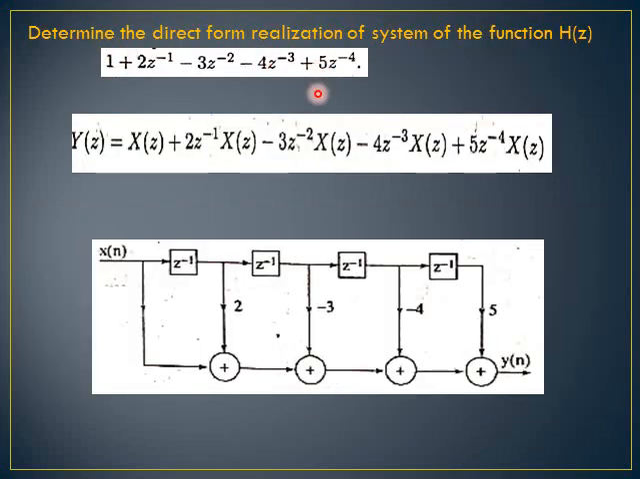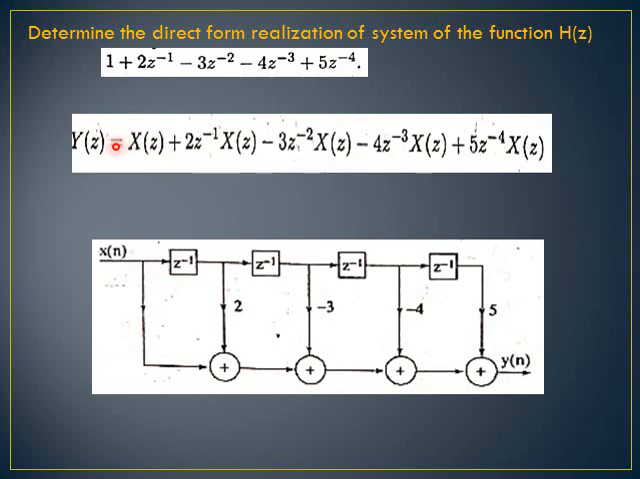Determine the direct form realization of system of the function H of z: 1 plus 2 z raised to minus 1 minus 3 z raised to minus 2 minus 4 z raised to minus 3 plus 5 z raised to minus 4. So H of z can be written as y by x, cross multiply and you get this equation. As it is a zero system, we need to draw a cascade of this. We will not be getting poles. So check it out here.